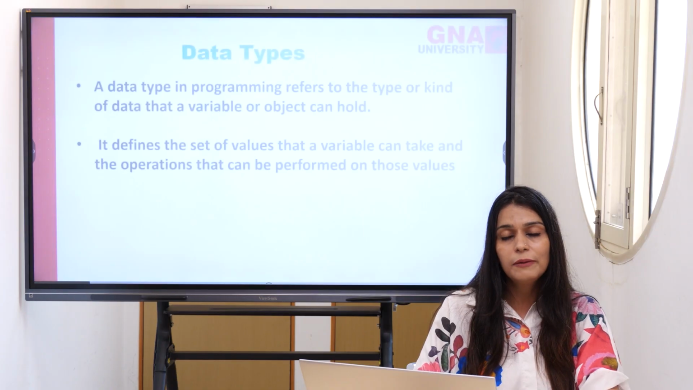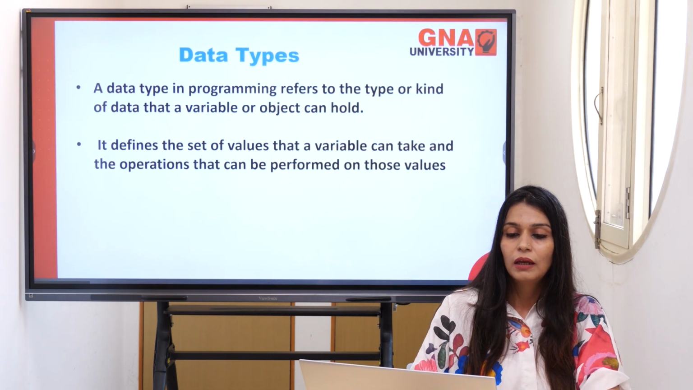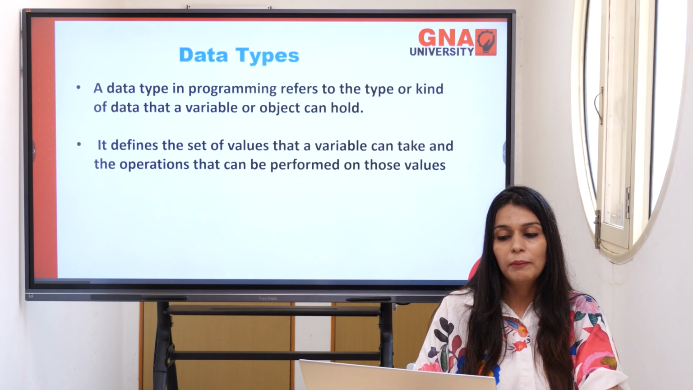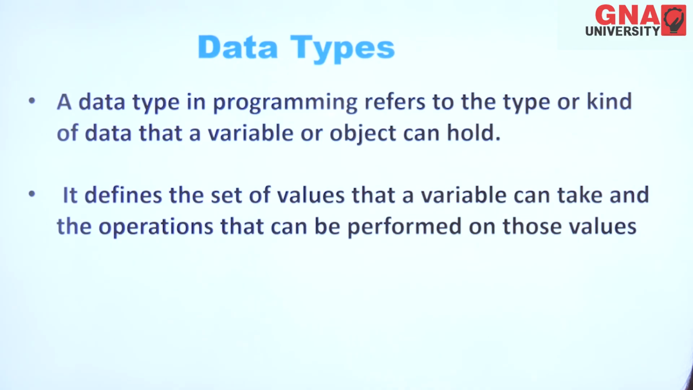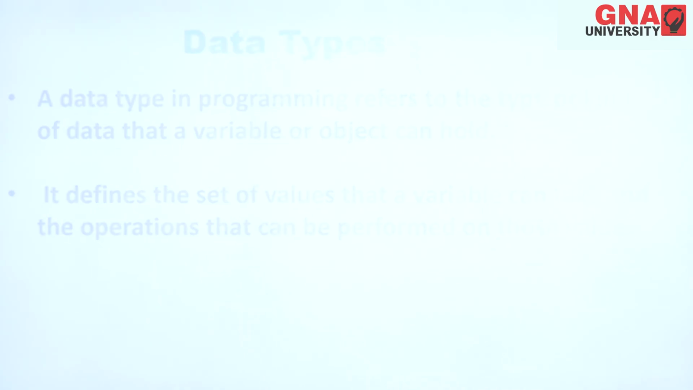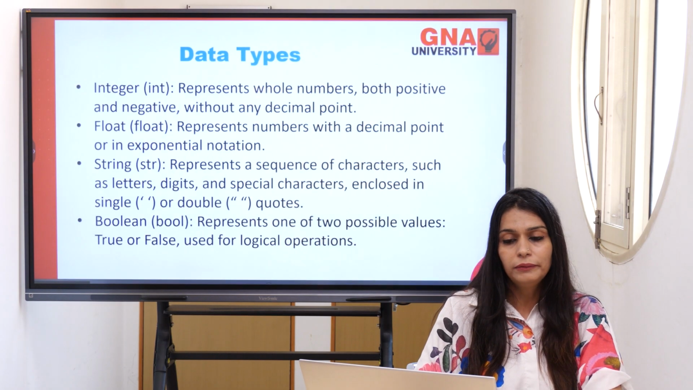Now, data types in Python. A data type in programming refers to the type or kind of data that a variable or object can hold. It defines the set of values that a variable can take and the operations that can be performed on those values. So there are different kinds of data types in Python.